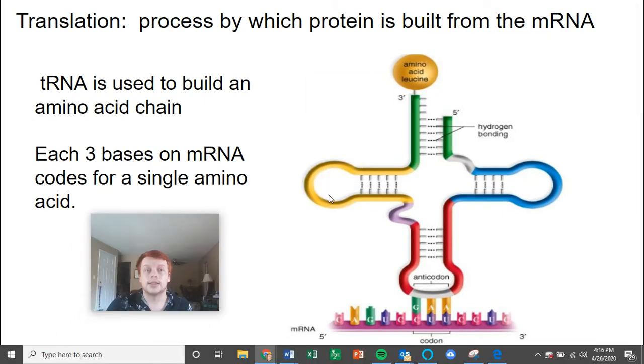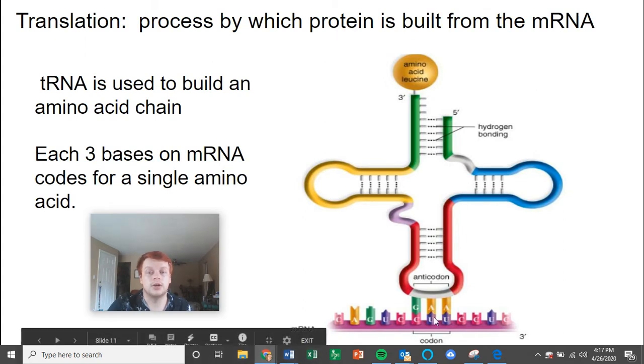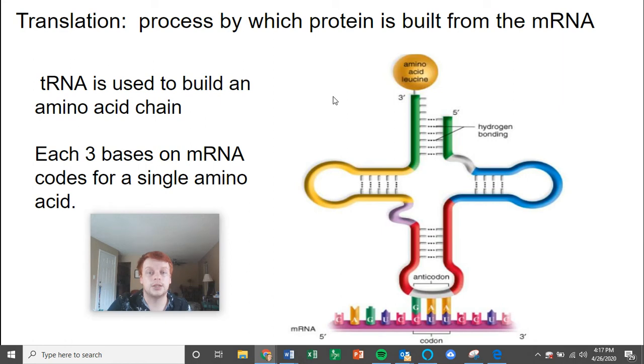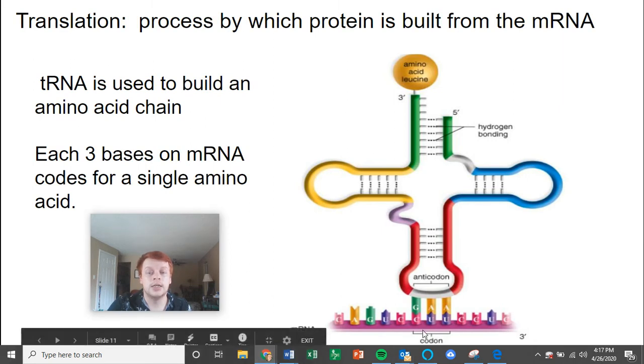The next step in the process is translation. This is when we take the mRNA, remember that's the usable code that can escape the nucleus, and we build a protein from it. And the main players in this are the mRNA, which has the code, and the tRNA. tRNA is another type of RNA that's used to build the amino acid chain. The way it does this is it reads the code in groups of codons. So 3 bases here produce 1 codon.